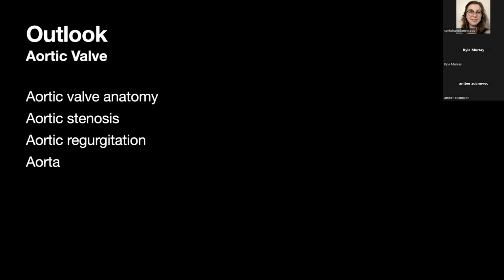So we did valves last week, but it was pretty much just the mitral valve. This week we're just going to talk about the aortic valve. We'll go over the quick anatomy of the aortic valve, talk about aortic stenosis, aortic regurg, how to quantify those, and then the aorta, which we actually won't get to because I realized when I was at slide 88, I should probably stop.